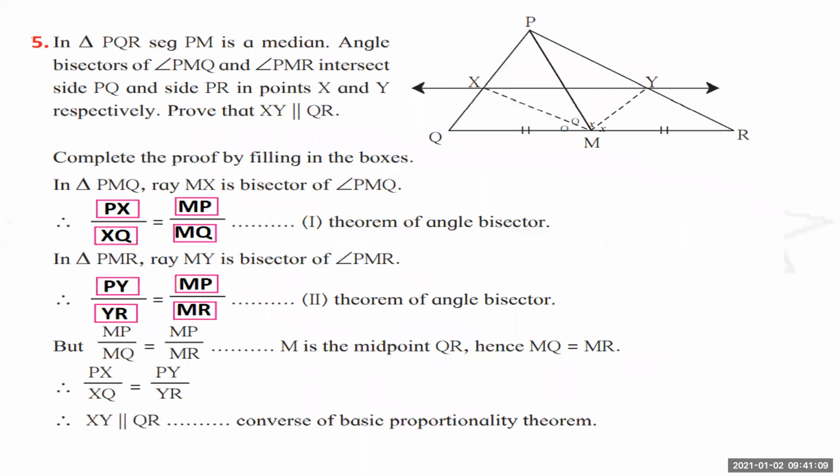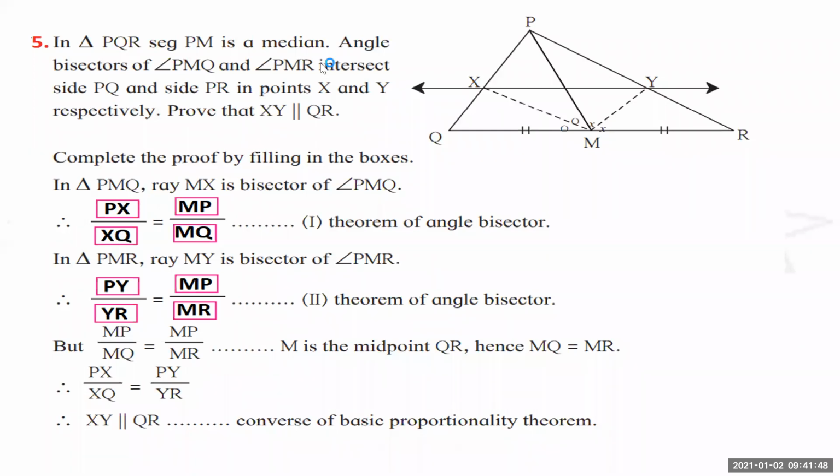Let's check question number 5. In triangle PQR, segment PM is the median. Angle bisectors of angle PMQ and angle PMR intersect side PQ and side PR in points X and Y respectively. Let us prove that XY is parallel to QR. The question is to complete the proof by filling in the boxes. The proof is already given to you and you have to just fill in the boxes.